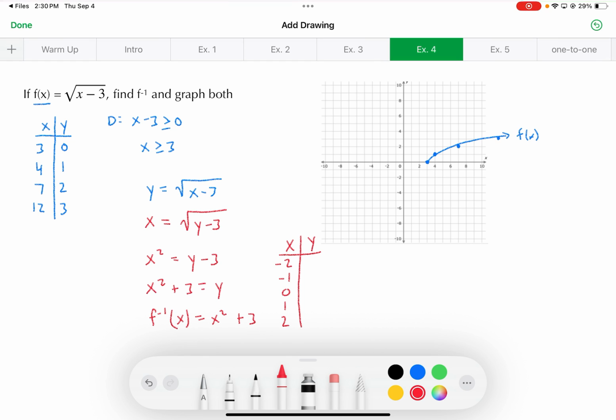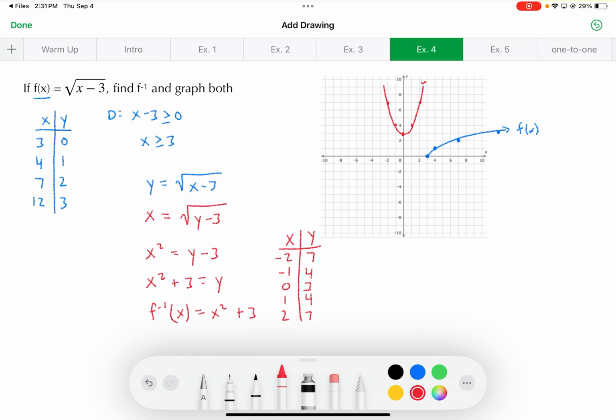Okay, negative 2 squared would be 4. 4 plus 3 would be 7. Negative 1 squared would be 1. 1 plus 3 would be 4. 0 squared plus 3 is 3. 1 squared plus 3 is 4. 2 squared plus 3 is 7. Okay, so if we plot all of that, negative 2, 7 right there. Negative 1, 4. 0, 3. 1, 4. 2, 7. Okay, we got a parabola like we said we should.